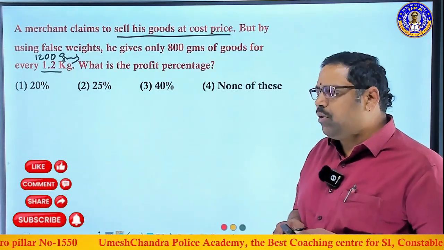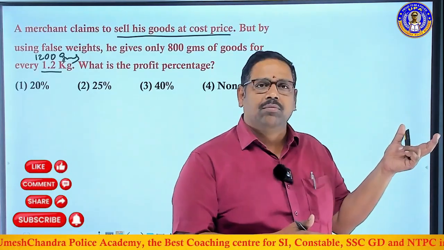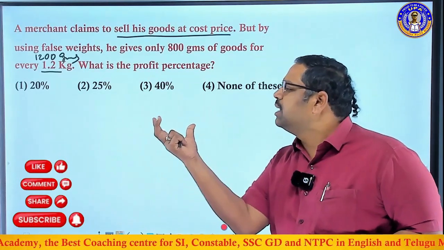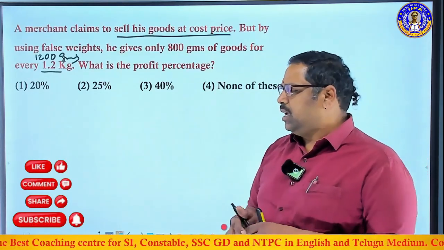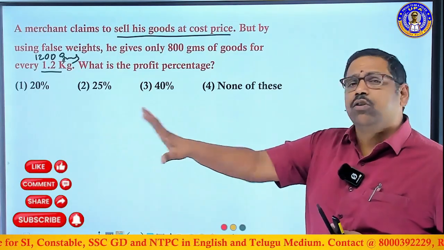Okay. So, now I will say two things. This side, the customer. This side, I am buying. I am buying from here and I am selling here. Right or wrong? Okay. Here is the customer. To the customer, I am saying, I don't need any profit. So I am giving you 1200 grams.